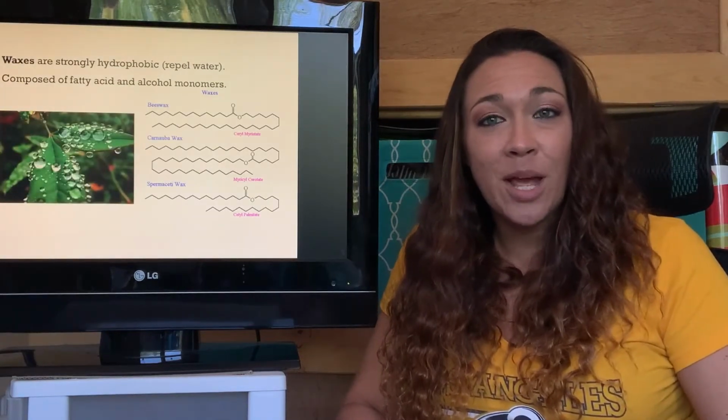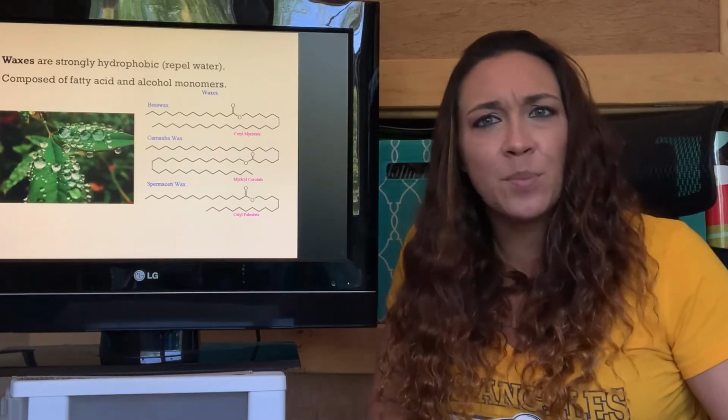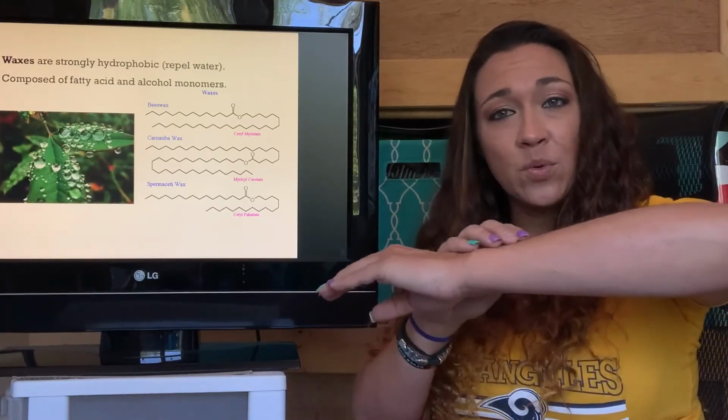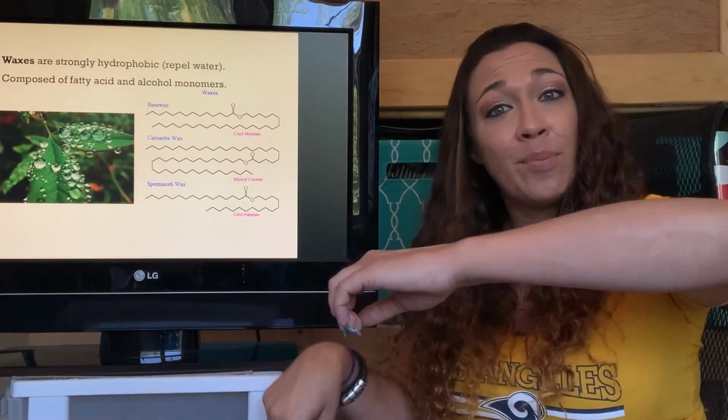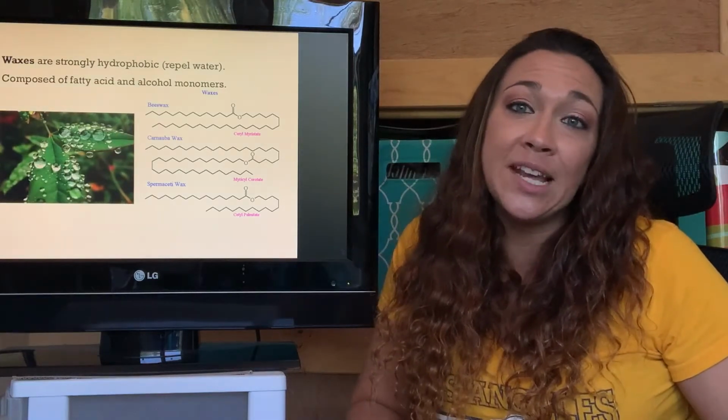Waxes. Waxes are another type of lipid. Waxes are super important in things like plants. Plants have what's called a waxy cuticle, and the cuticle essentially is a nice waxy layer, and that's why water runs right off plants. And that's actually to help prevent dehydration.